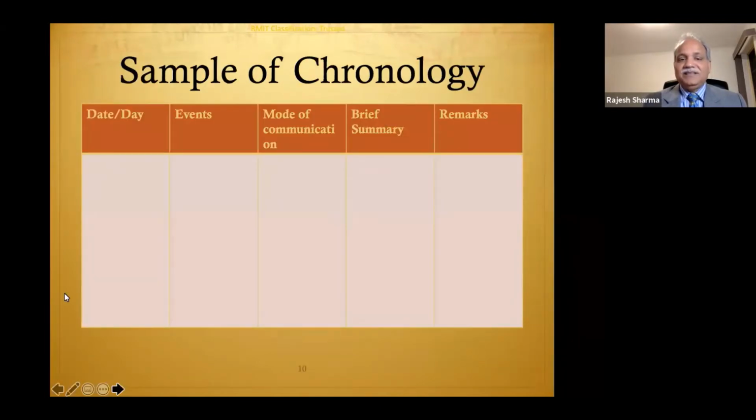Now, here is the sample of preparing your chronology of facts. You can use an Excel file or you can use a table, whichever you want. Here, the first thing should be date. Below the date, you should also write the day. For example, 14th of April, 2020. If it was Monday, then write Monday. Then you see events. What happened on that day?